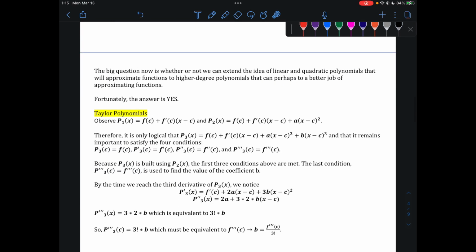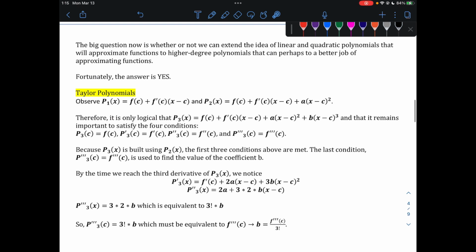The big question is, can we extend the idea of linear and quadratic approximations of functions to higher degree polynomials that can perhaps be better at approximating these functions? And of course, in math, the answer is yes. These are called Taylor polynomials. All right? So here we have our first degree Taylor polynomial. This is called a second degree Taylor polynomial. So it's only logical that our third degree Taylor polynomial would take the second degree one and add on a cubic term b in front of it.